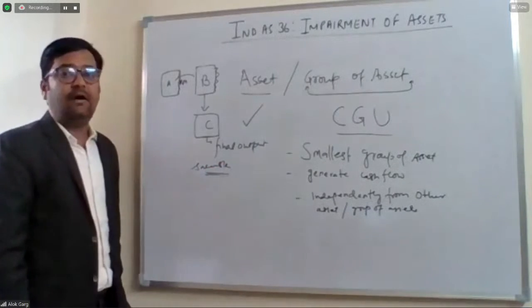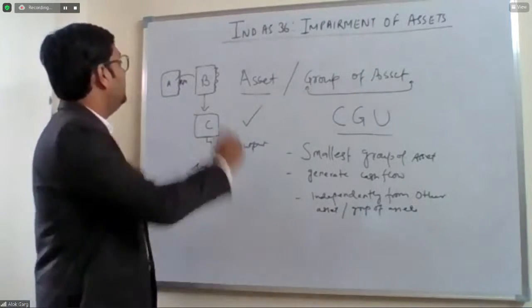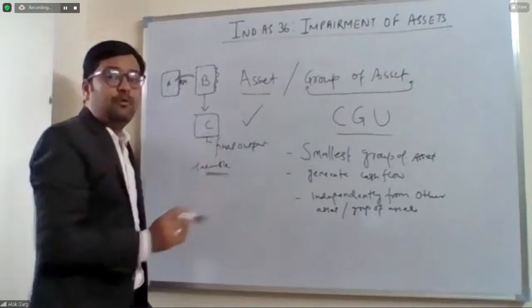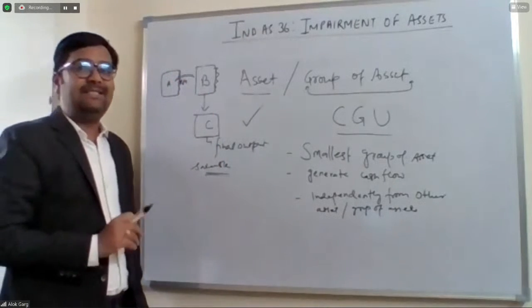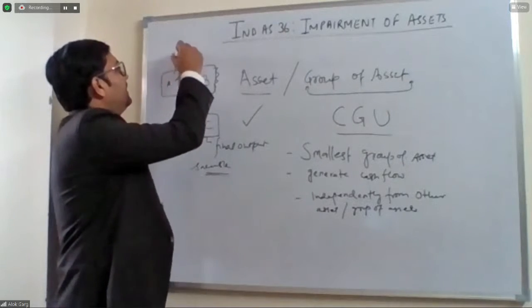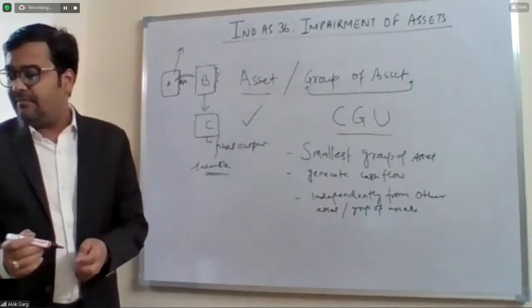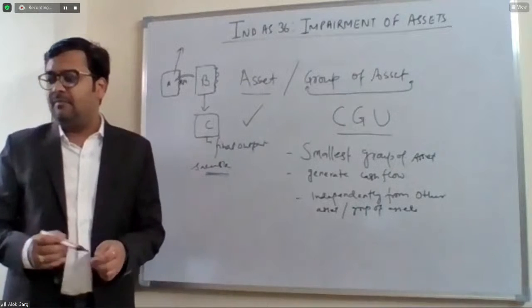Now the thing is, can I say this machine A, which is only processing the raw material, can generate the cash flow independently? Can I say, Kaustav?